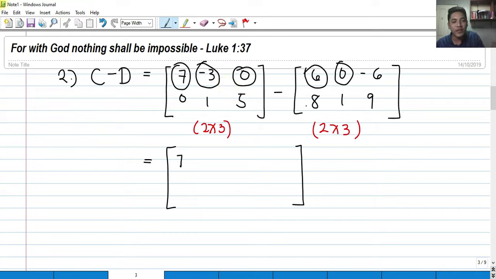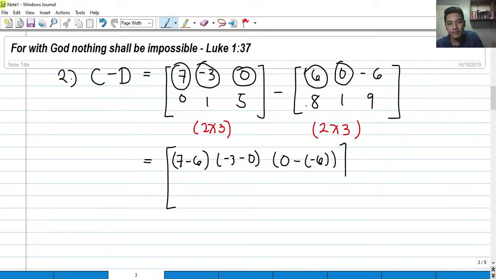What will happen for this part, row 1, column 1, is we have 7 minus 6. Then negative 3 minus 0. We have 0 minus negative 6. Be careful with the negative. Let me just rewrite it: 0 minus negative 6. And of course, 0 minus 8, 1 minus 1, and 5 minus 9.